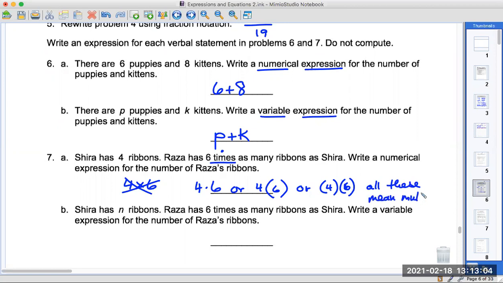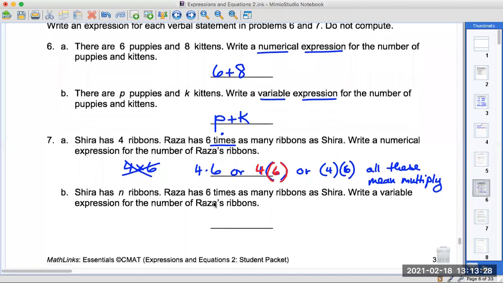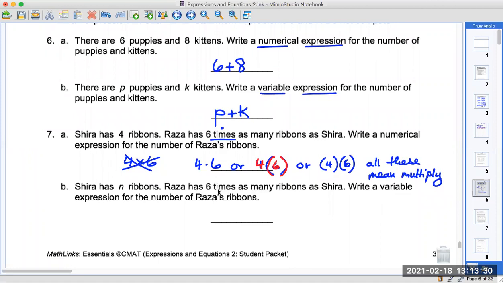Multiply. Okay, so most likely you'll see me write it like that because I don't do the dot hardly ever. Most likely I will write it like that. Okay, and this is too much work. You got 2 sets of parentheses when you really only need 1. Okay, so let's look. Shira has n ribbons. Raza has 6 times as many ribbons. It's a multiplication, n times 6, or as we write it in algebra, simply 6n.